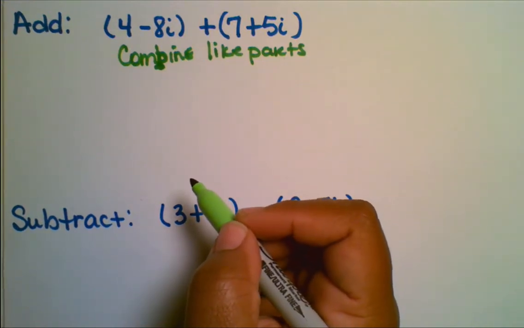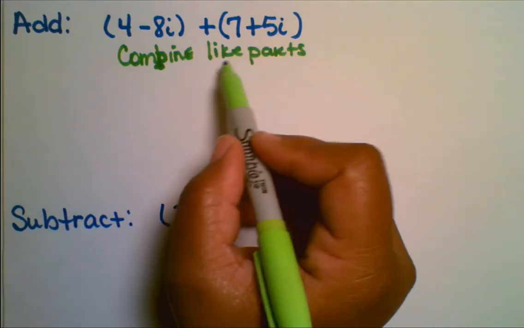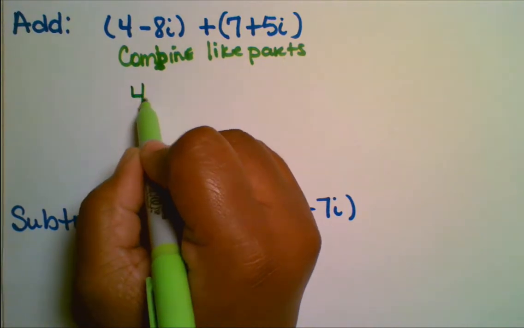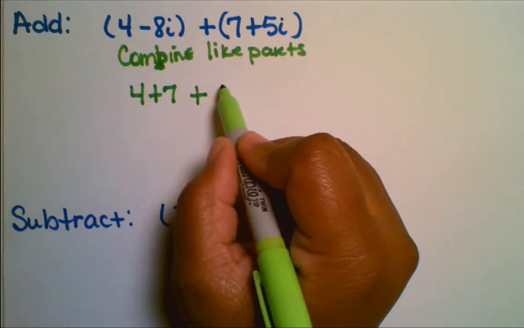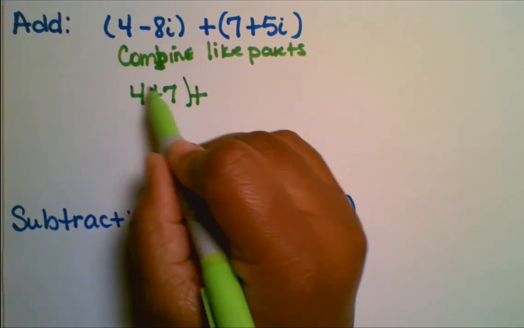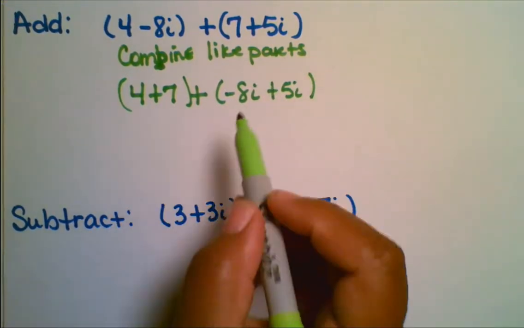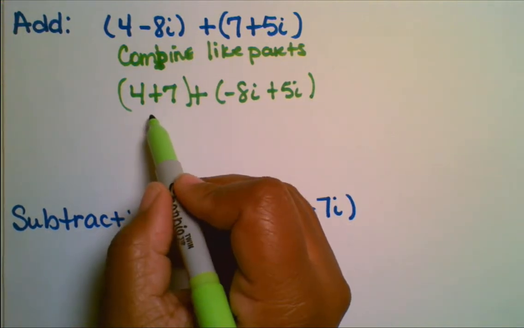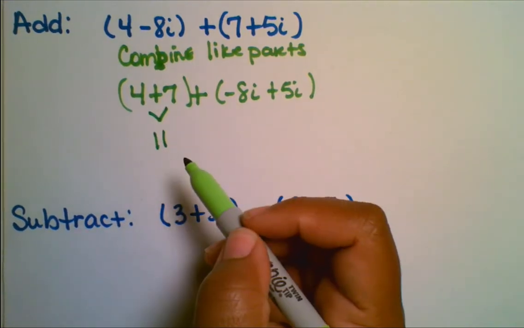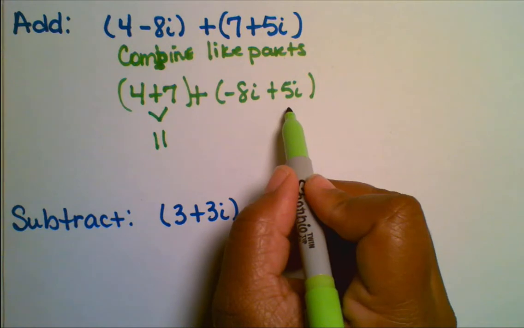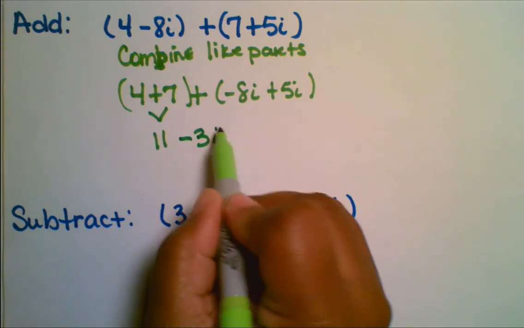So our first question, add 4 minus 8i plus 7 plus 5i. Well, we're going to combine our like parts. Our real number part, 4 and 7. Our imaginary part, we have here negative 8i plus 5i. Then add 4 plus 7. We have here what? 11. And then negative 8i plus 5i, which gives us minus 3i.